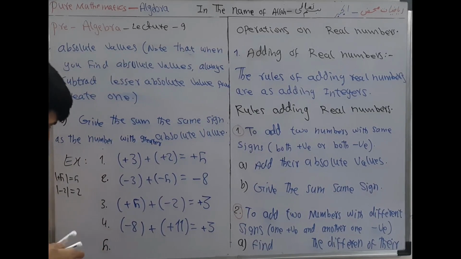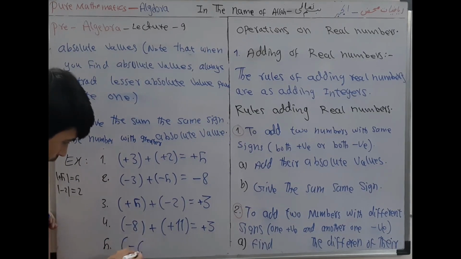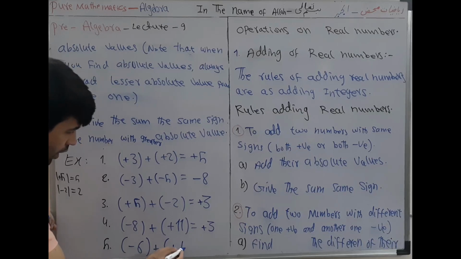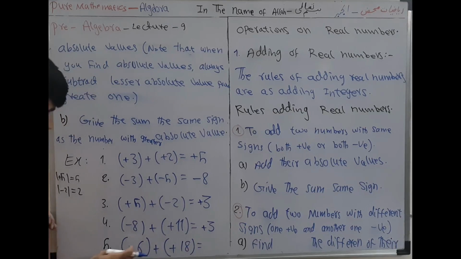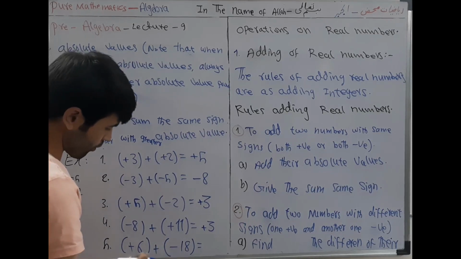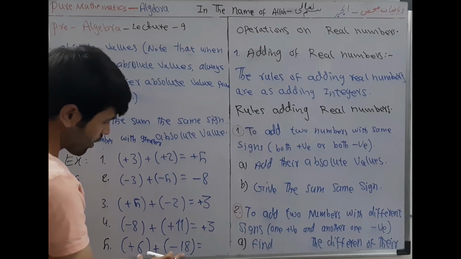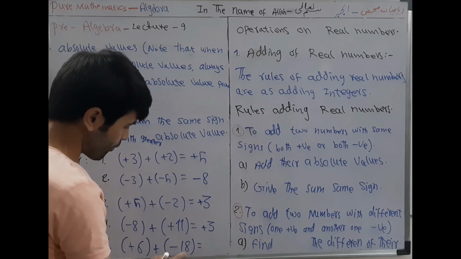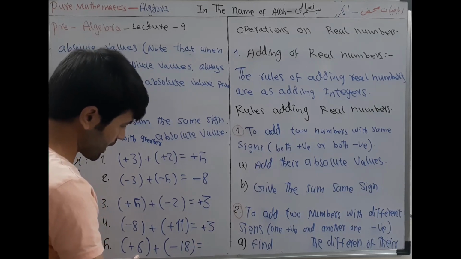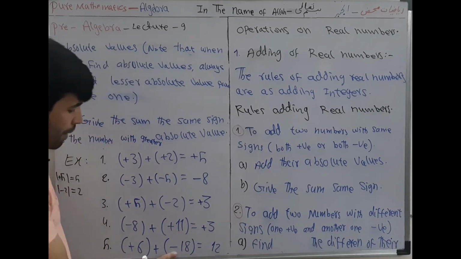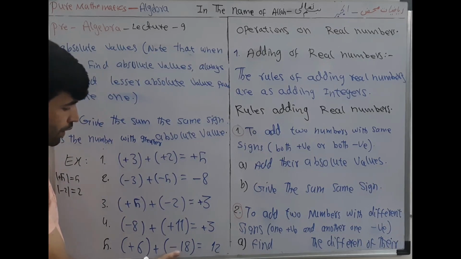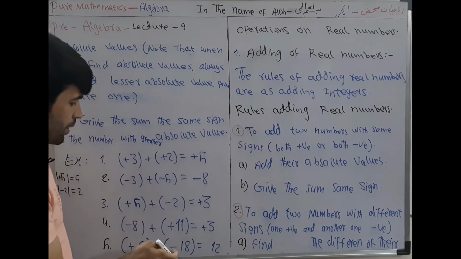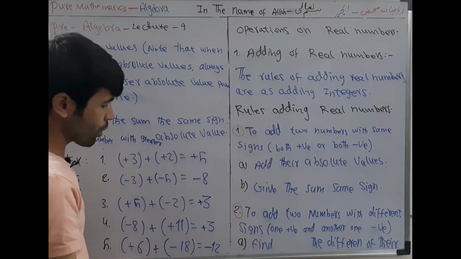Number 5. Minus 6 plus 18, or plus 6 minus 18. Here we find the difference between absolute value of 18 and absolute value of 6. From 18 we subtract 6, it is equal to 12. The number with greater absolute value is negative. So we have to write here minus 12.